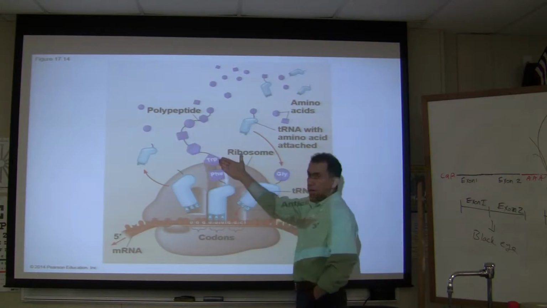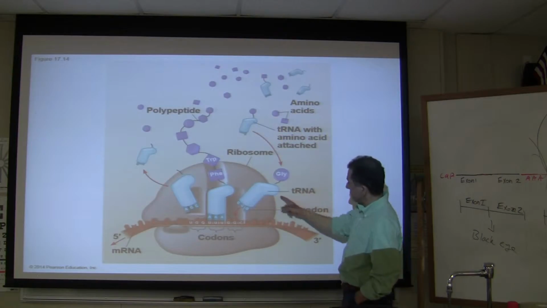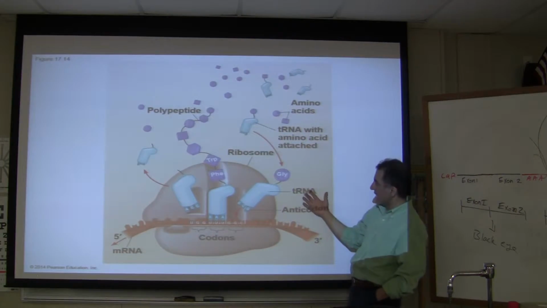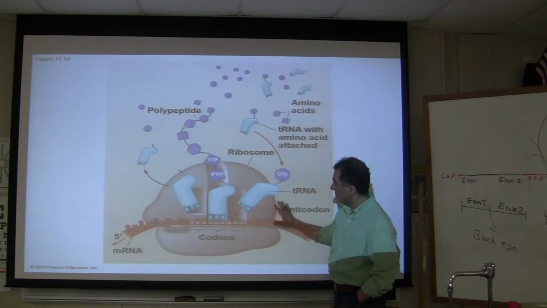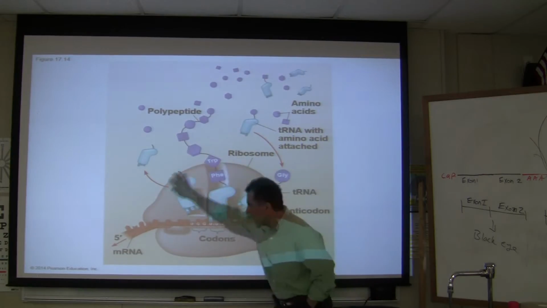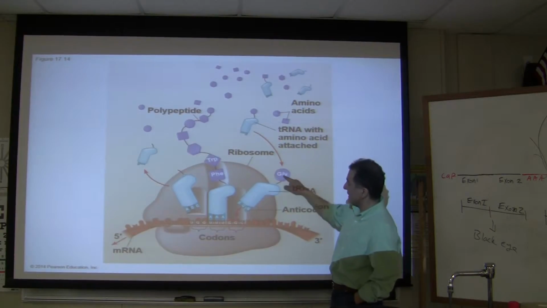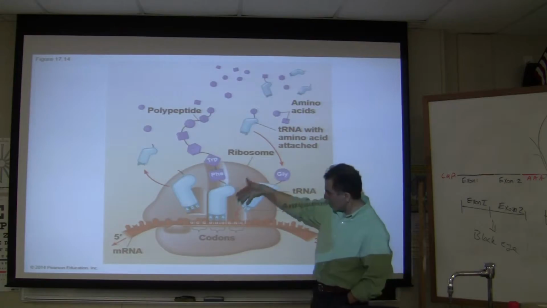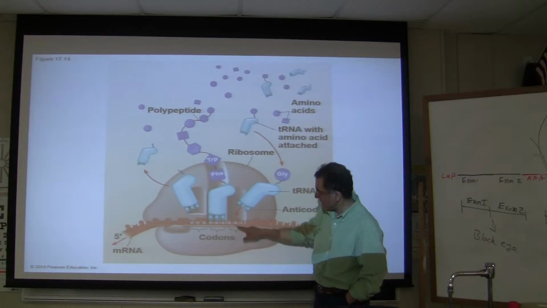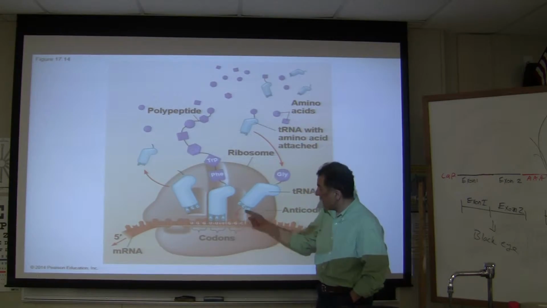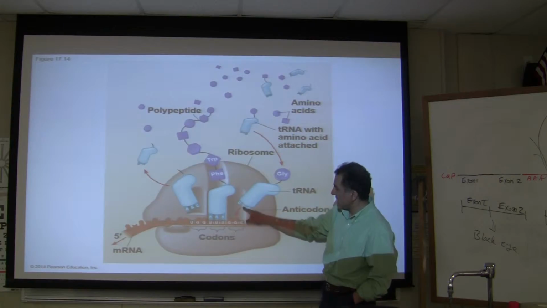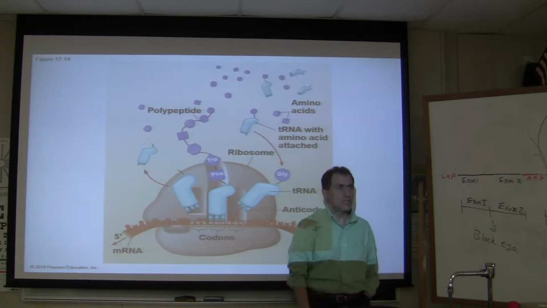Polypeptide you know from exam number 1. And this transfer RNA is bringing the amino acid into the ribosome. This is the ribosome. It's bringing in glycine, bringing it right here. GGC is the codon. The anticodon is CCG. Do I make sense, everybody?